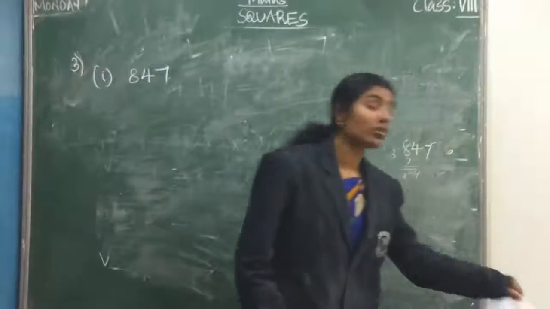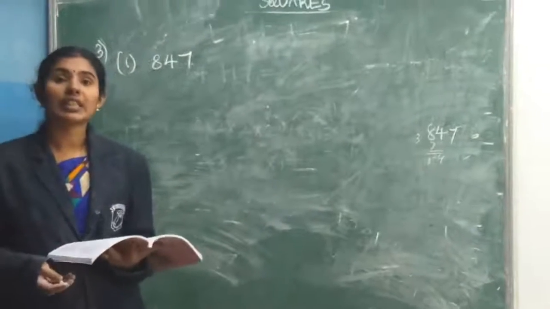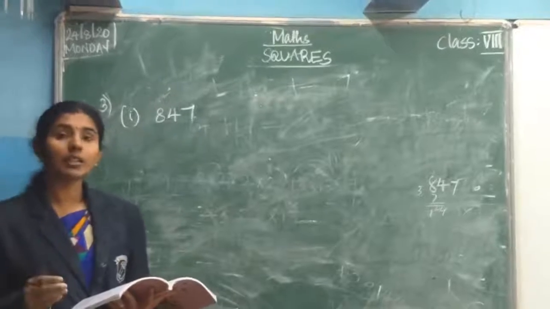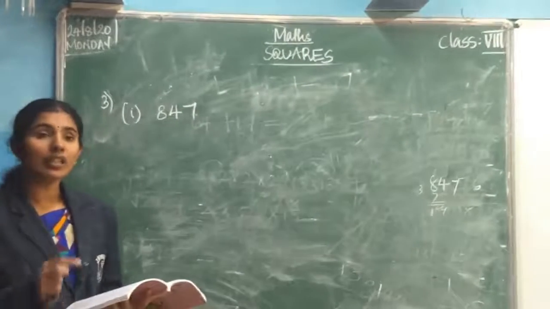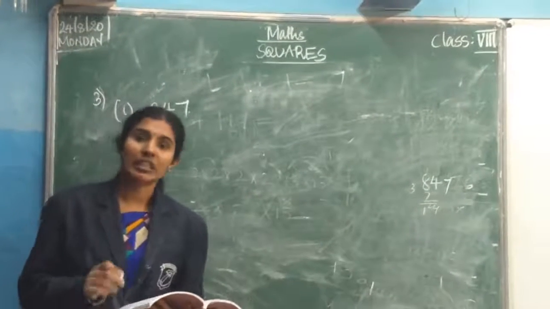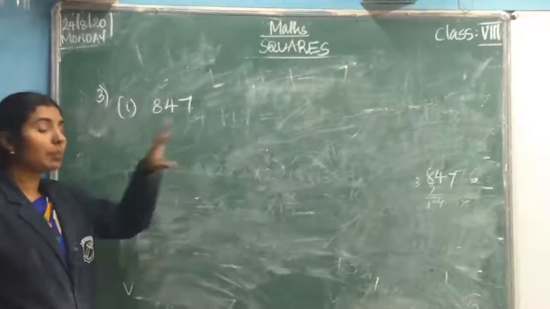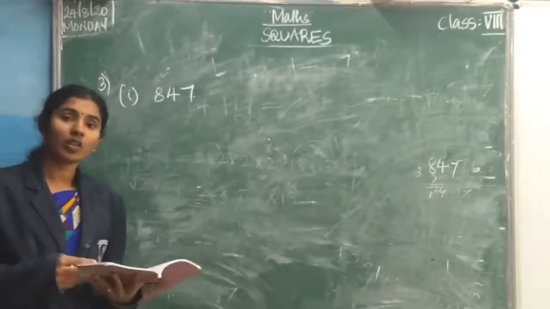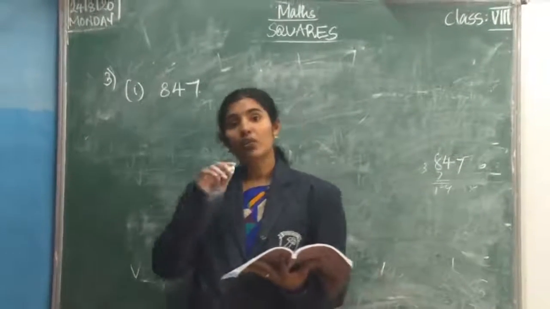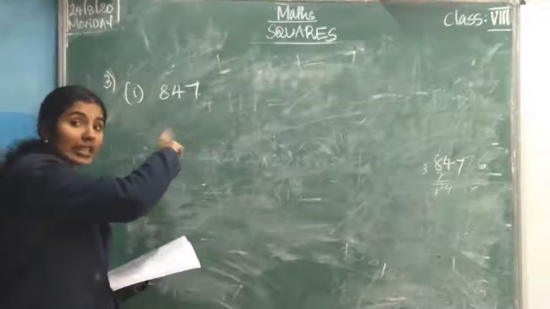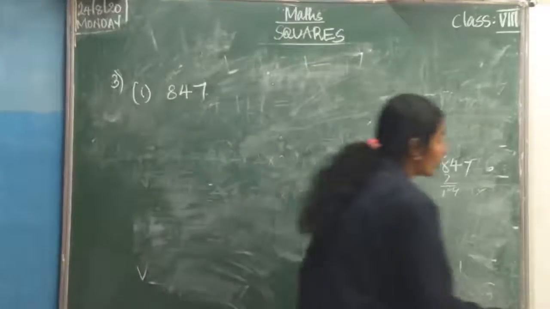Next question. I will read it now. Find the smallest positive integer which one has to multiply each of the following numbers to get a perfect square. What is given? You should find the smallest positive integer such that when you multiply it with the given number, the number becomes a perfect square. So that number you should find out.